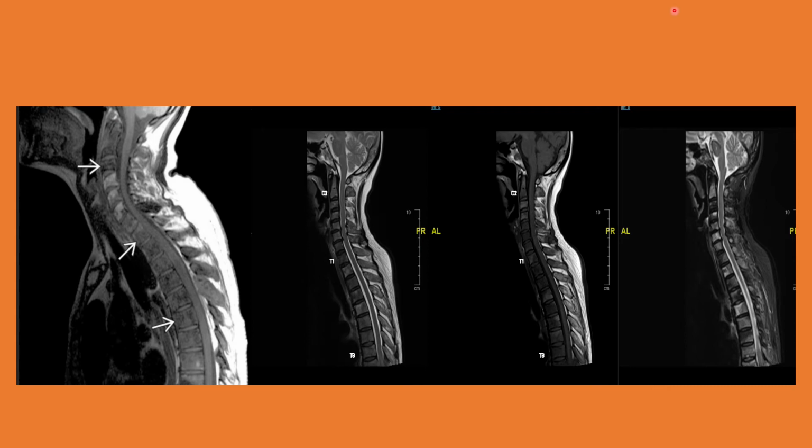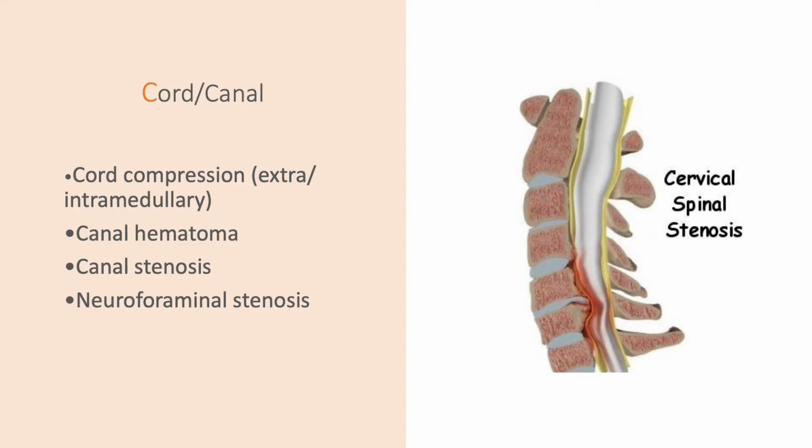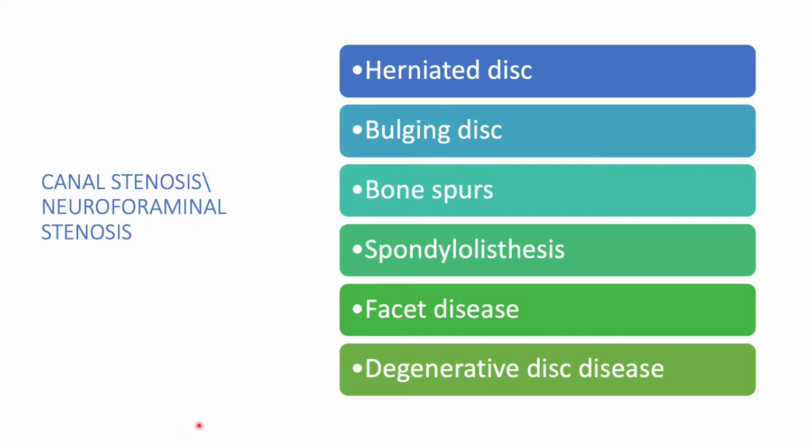Let's look at the next, which is C, which is for cord or canal. What are the pathologies you're looking at? Either it could be a cord compression, could be extra or intramedullary, could be canal hematoma, stenosis, which is the most common, and neuroforaminal stenosis. Now, canal stenosis or neuroforaminal stenosis are usually because of a herniated disc or a bulging disc, bone spurs or osteophytes, spondylolisthesis, which sometimes also can result in a pseudodisc perhaps, then sometimes facetal diseases, or a degenerative disc disease.